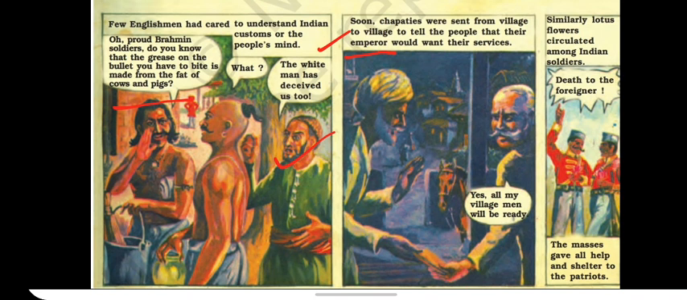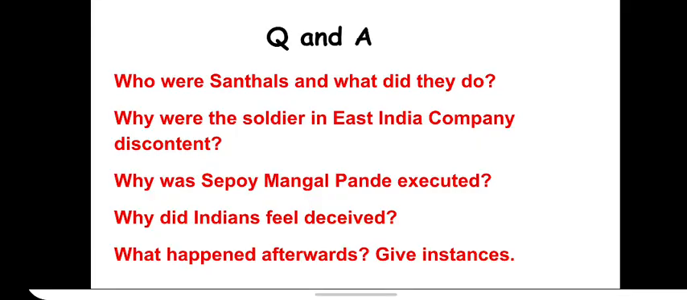The masses gave all help and shelter to patriots. So, a person who does something for his nation is known as a patriot. Here the word. Now you can take pause here and think of answers.